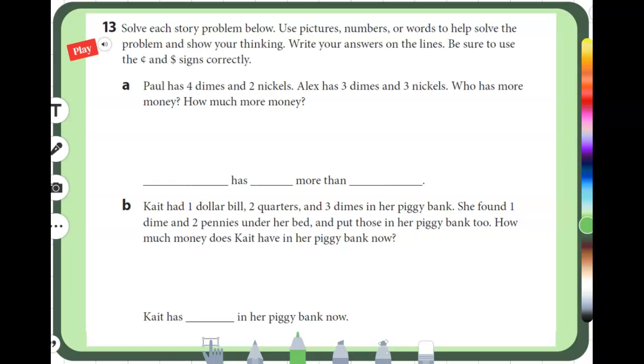Letter B says Kate had a $1 bill, 2 quarters, and 3 dimes in her piggy bank. She found 1 dime and 2 pennies under her bed and put those in her piggy bank too. How much money does Kate have in her piggy bank now? You need to think about all the money Kate has, the money she had in her piggy bank, and the money she found under her bed. How much does she have altogether? Write the answer on the line.